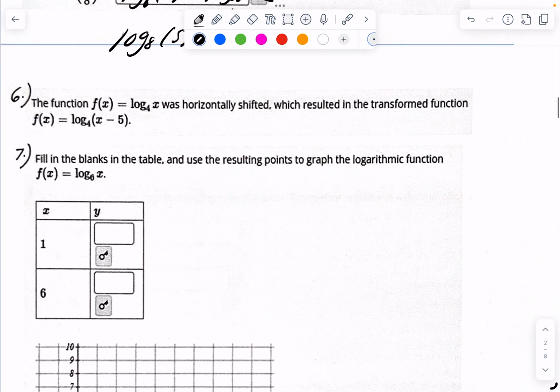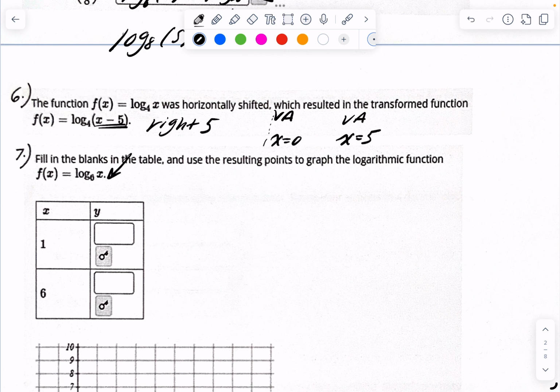All right, it says, what is the horizontal transformation? So we know this is shifted right 5, which, just keep in mind, means our vertical asymptote usually is at x equals 0. If we went right 5, our new vertical asymptote is at x equals 5. Just a fun little side note.